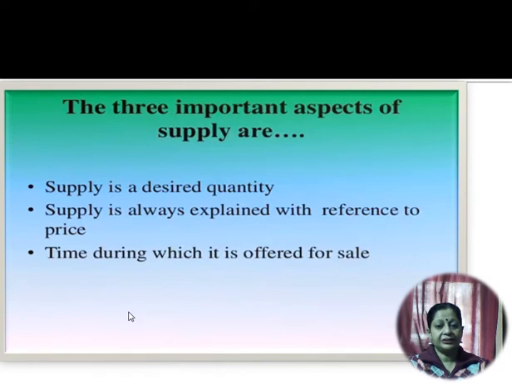The three important aspects of supply are: supply is a desired quantity, that is, how much quantity you want to supply of the goods. Second, supply is always explained with reference to price. That means there is a direct relationship between the price and quantity supplied. Third, the time during which it is offered for sale. That means up to what time you have to supply your goods to sell in the market.